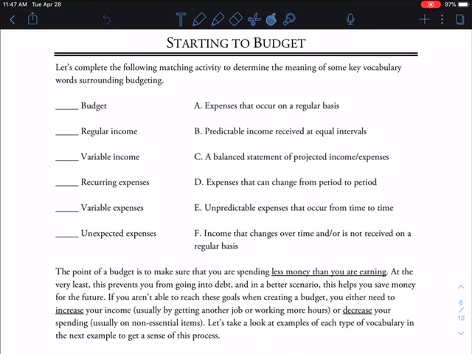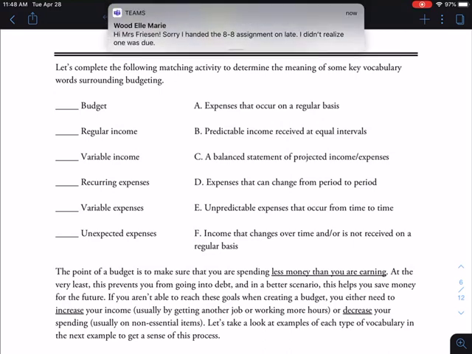Okay, so we're going to start talking about some terminology relating to budgets, and then we're going to do a few examples, of course, related to that as well.